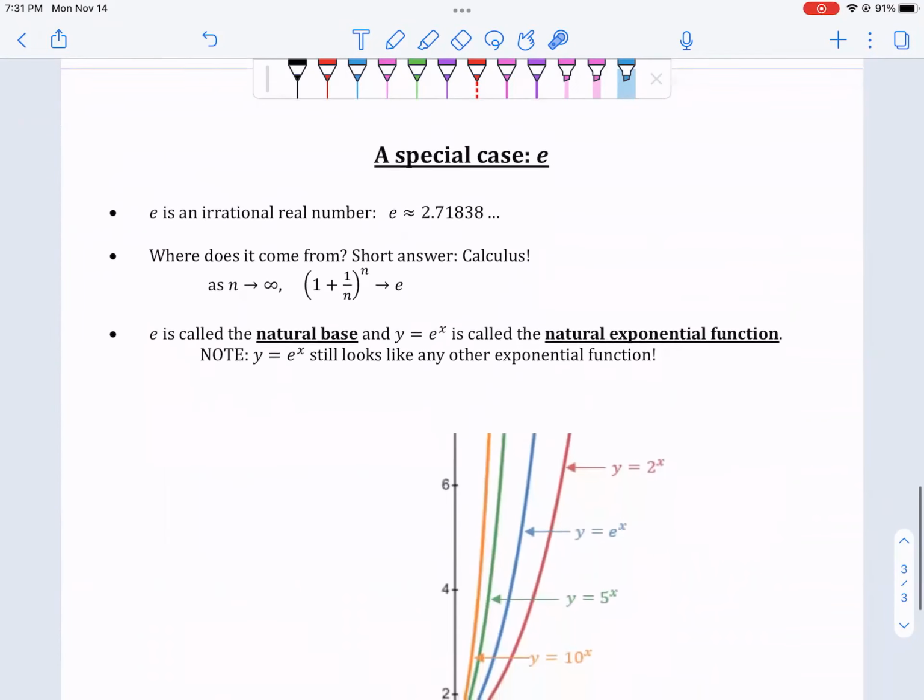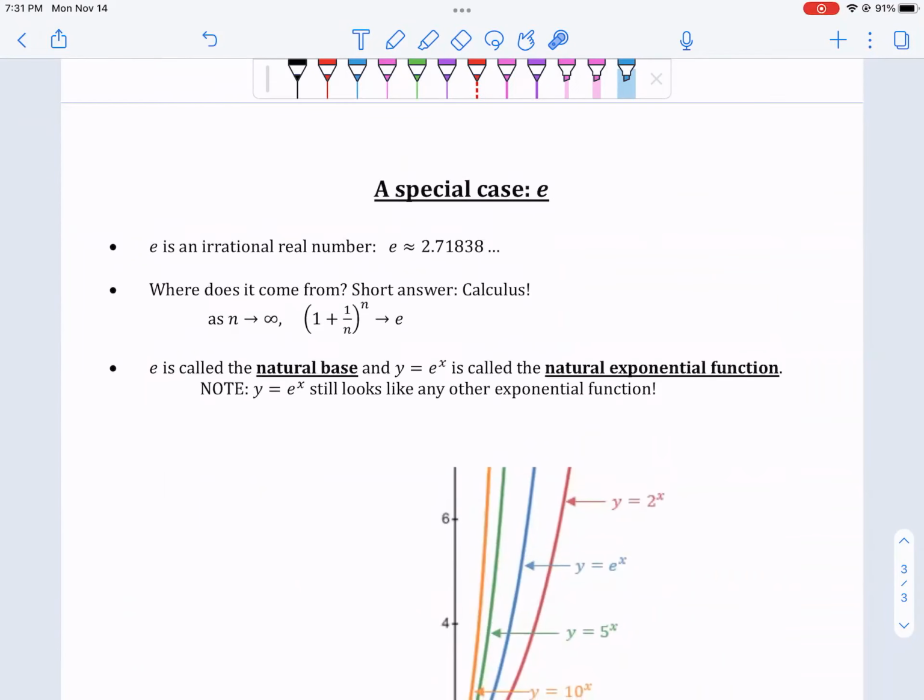Then there's one last thing to introduce, and it is the special number e. So e is a number, much like pi. It is irrational, much like pi. It's the number 2.71828, goes on forever. There is no end to it, just like pi. That's what it means to be irrational.